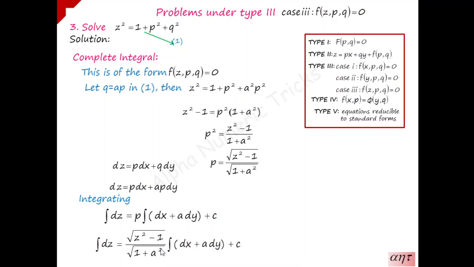Now, because z squared minus 1 is a function of z, we have to take that to the left hand side. Then only the integration becomes easy, that is we can easily integrate it, because on the left hand side you have dz, and along with the root of z squared minus 1 we have to take that root of 1 plus a squared also. Just for convenience we are taking that, that's all. Now when we take root of z squared minus 1 by root of 1 plus a squared to the other side, it becomes the reciprocal, that is root of 1 plus a squared divided by root of z squared minus 1.